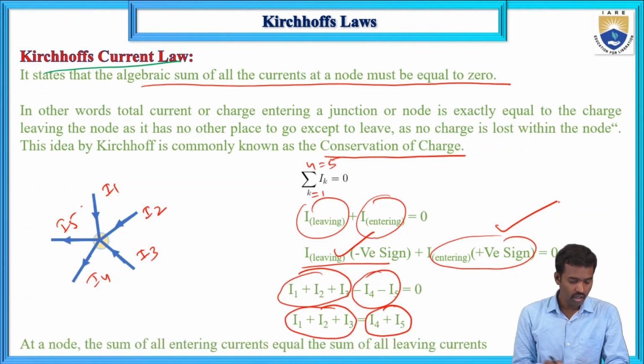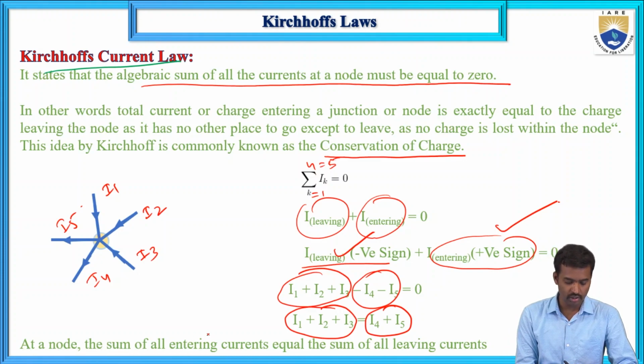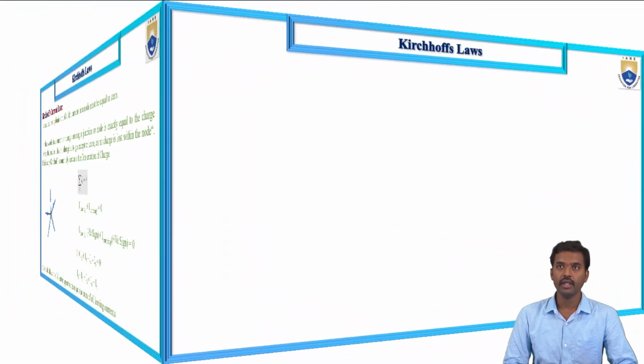So at a node, from this statement we can conclude that the sum of all entering currents equals the sum of all leaving currents. Sum of entering currents equals sum of leaving currents. This is important.